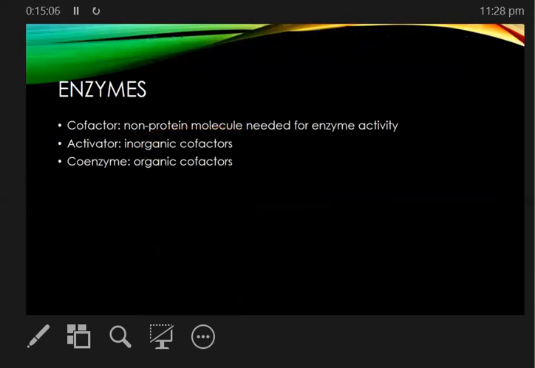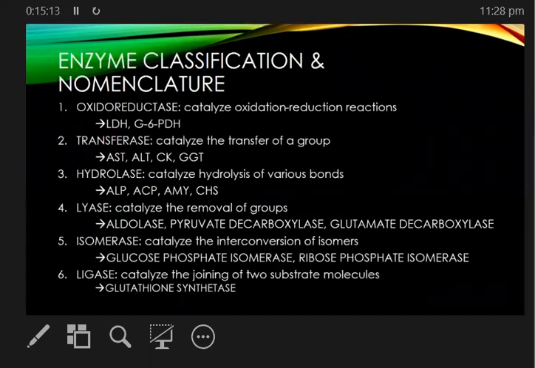Another important topic when it comes to your enzymes is enzyme classification and nomenclature. During our 2021 board exams, they asked about the classification of enzymes. During the 2022 January board exams, they asked about the nomenclature, or the naming, of enzymes. So first, of course, let us discuss the different classes of enzymes. And you have to learn it in this manner, because enzyme classification will affect enzyme nomenclature.